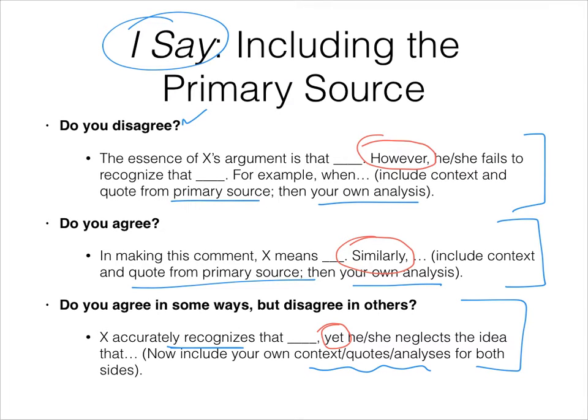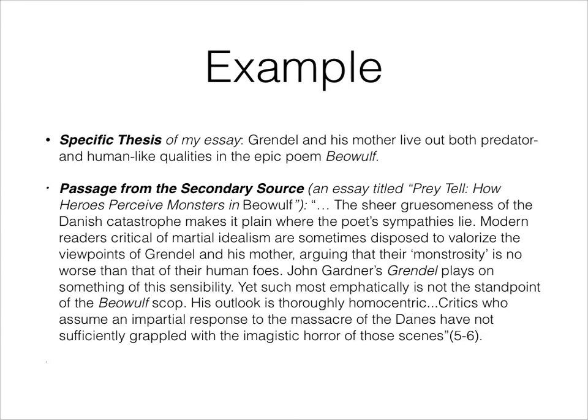We'll talk a little more about transition words and how they can help you figure out this conversation between the primary and the secondary source. I think it would be great for you to stop the video here and take a minute to read through this example. So I've given you the specific thesis of the essay. It goes back to Beowulf. The specific thesis is that Grendel and his mother live out both predator and human-like qualities in the epic poem Beowulf. And then I read through this whole secondary source, and here is the passage that I've chosen to use from the secondary source. Go ahead and pause here, take a minute to read through it and kind of digest it for a second.